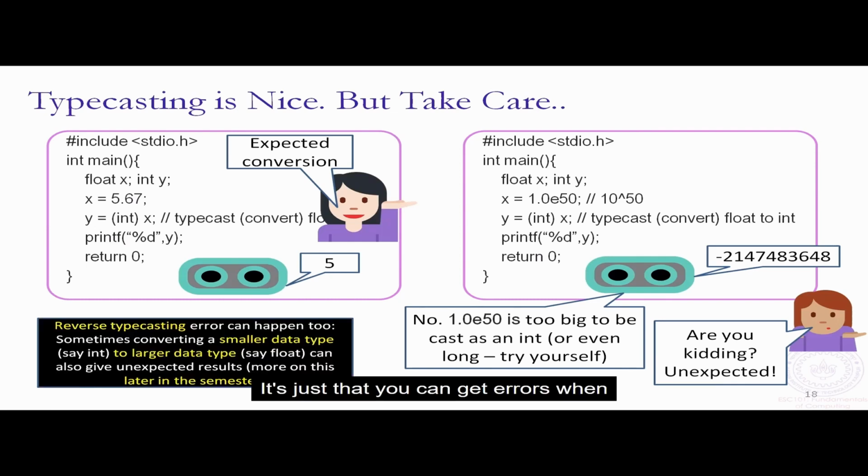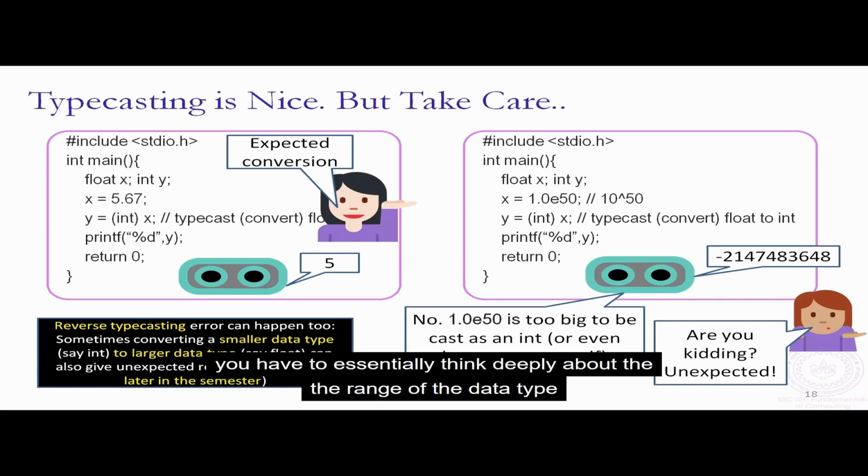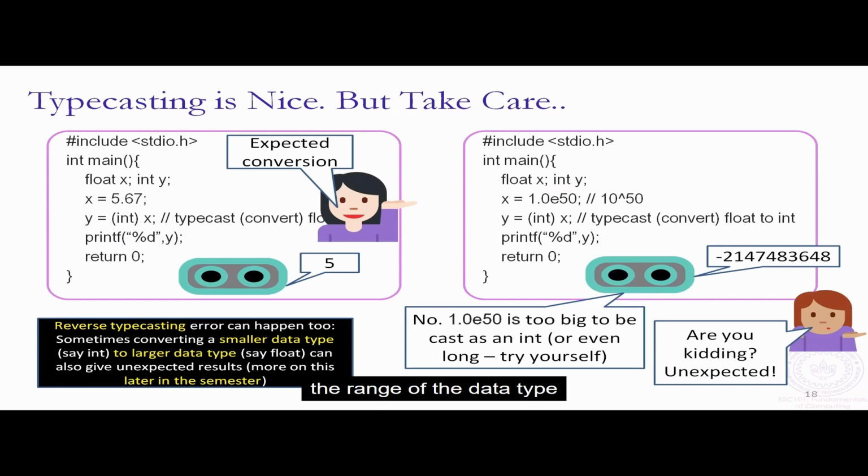It's just that you can get errors when you're trying to convert a smaller data type to a larger data type, or a larger data type to a smaller data type. You can get unexpected results, and then you have to essentially think deeply about the range of the data type that you are trying to store your result into, and the underlying representation of information in that data type that is helping represent that value.